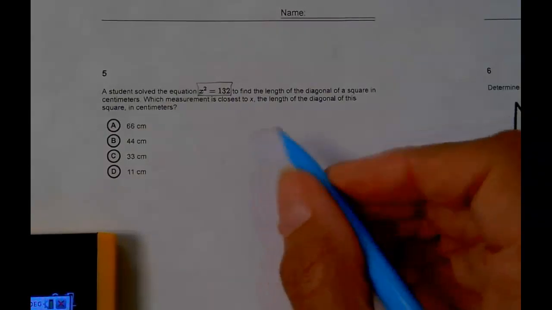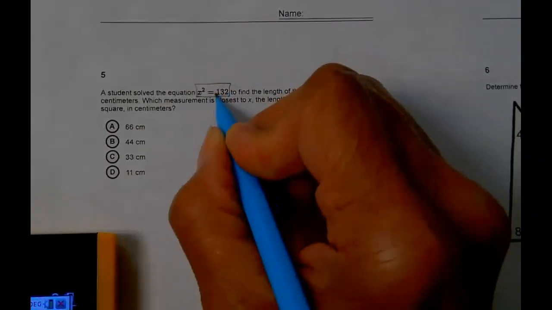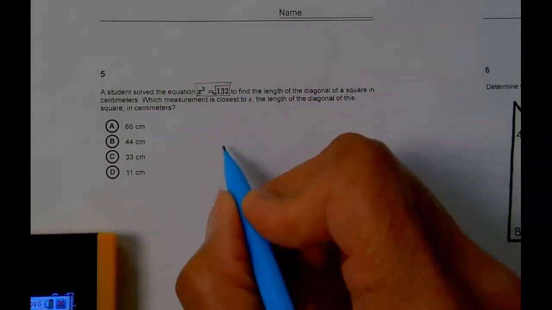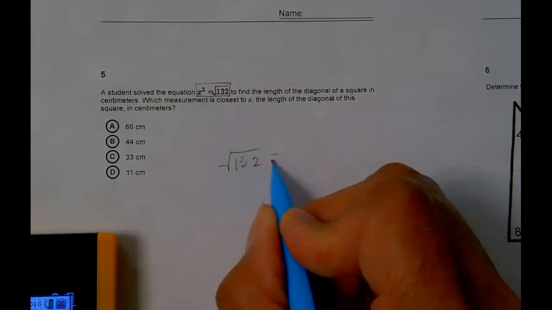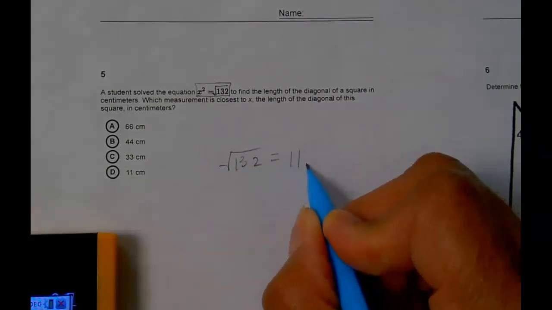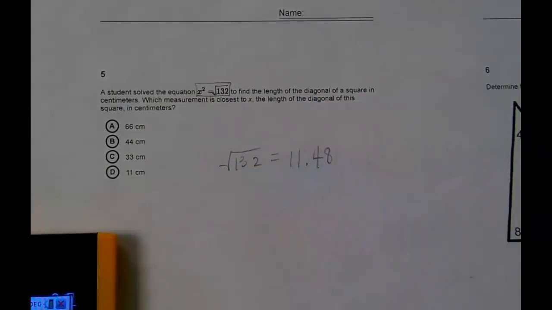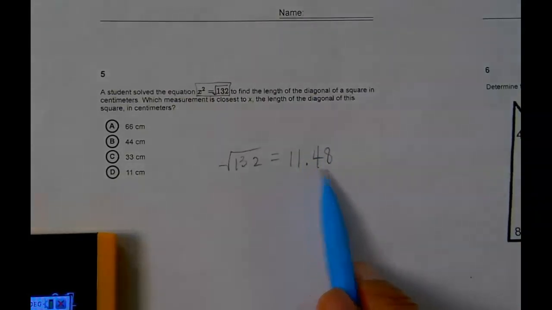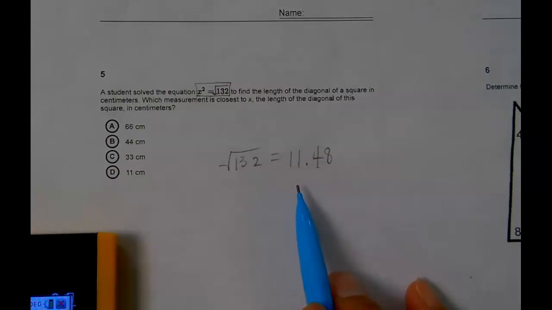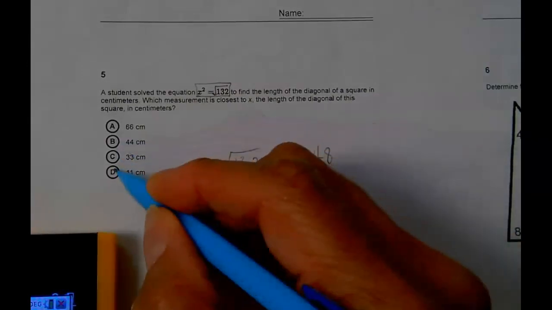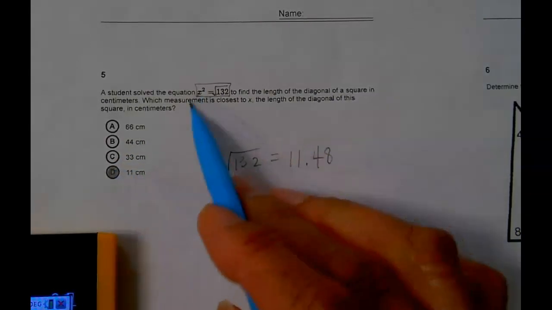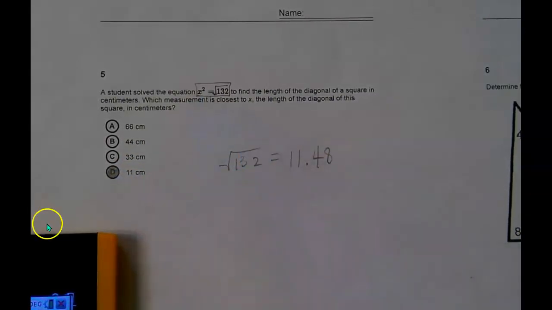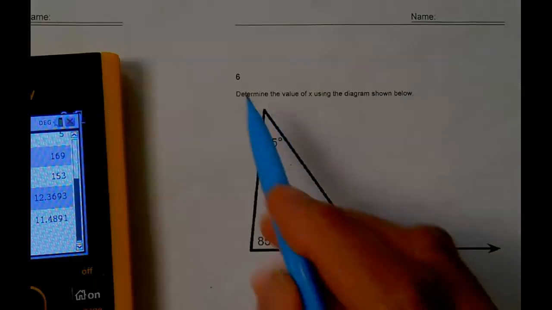So when I square rooted 132 and put it in the calculator, it gave me 11.48. So then, my answer was D. So it said the measurement that's closest to it. All right, so let's look at number 6.